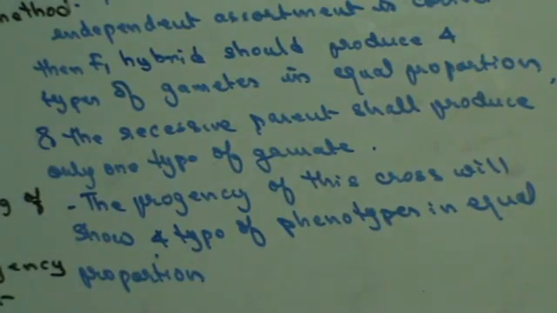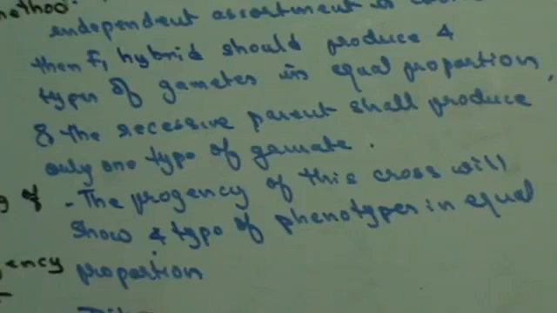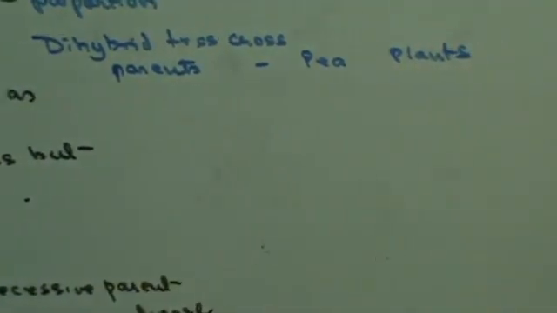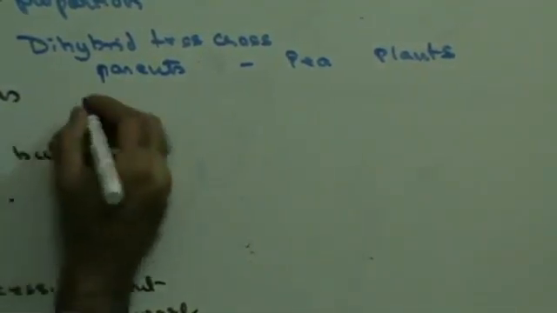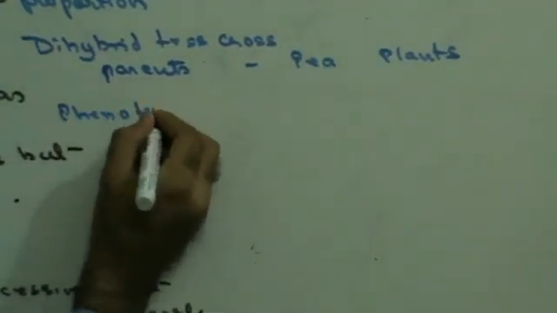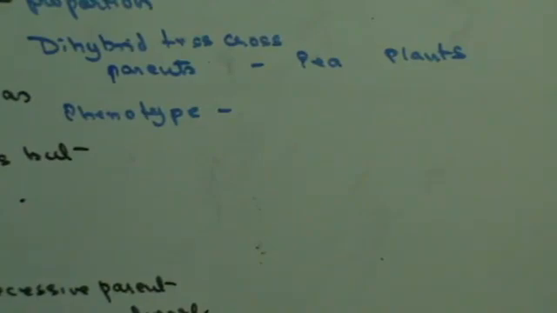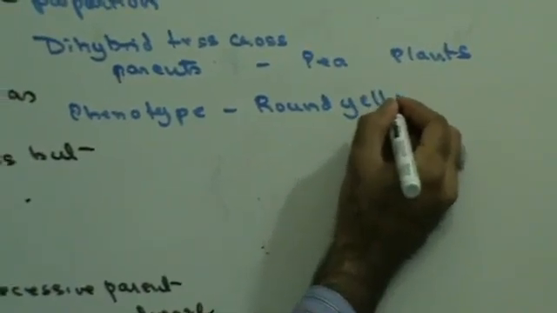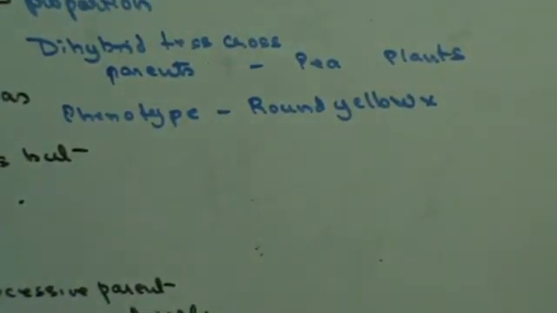Let's try to check whether you can get this. Let's see a dihybrid test cross. Parents are going to be pea plants. Now, here you are going to consider round and yellow, which will cross with wrinkled green.